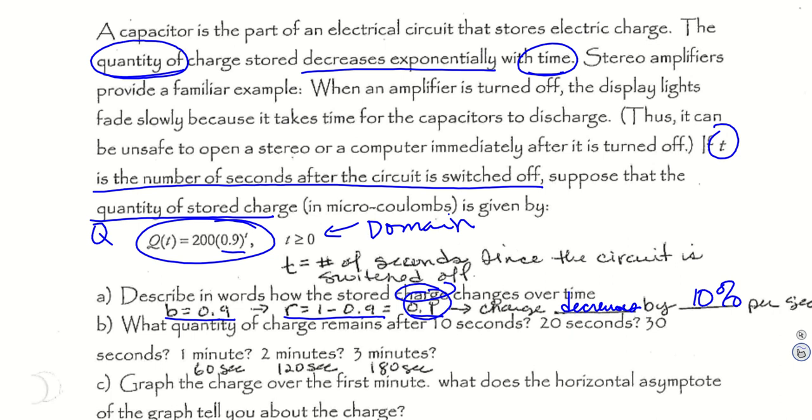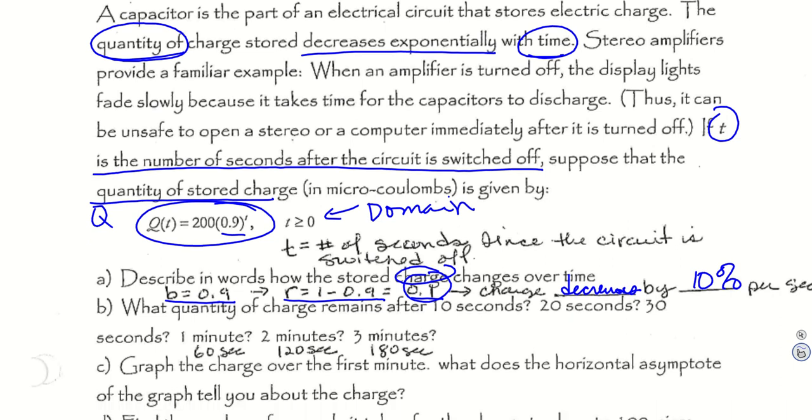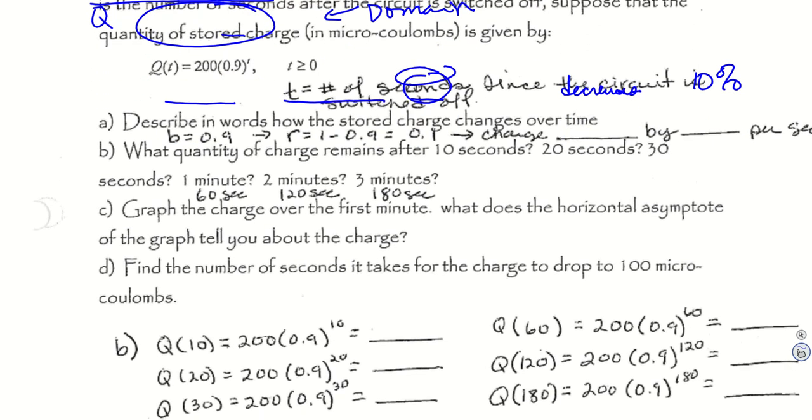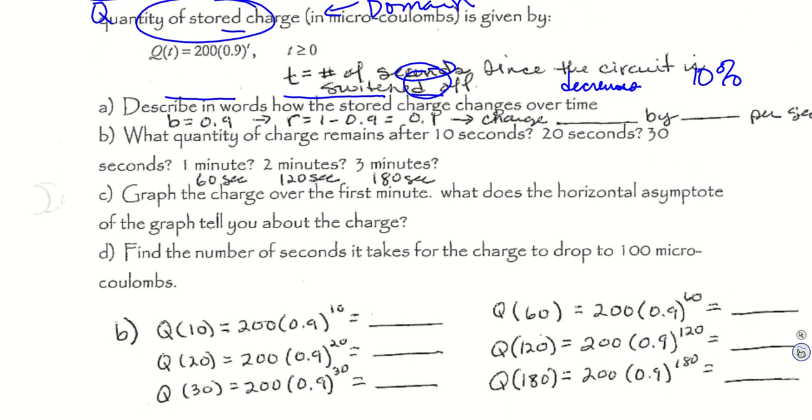In B, we're asked for the quantity of charge that remains at different times. So coming down to here, my quantity of charge after 10 seconds would be Q of 10, after 20 seconds Q of 20, Q of 30. After 1 minute, time is in seconds, so we have to change that. We would be looking at Q of 60 seconds, 2 minutes for 120 seconds, and then 3 minutes for 180 seconds. If we simply substitute those values of time in the exponent of our equation, we can evaluate that by calculator.